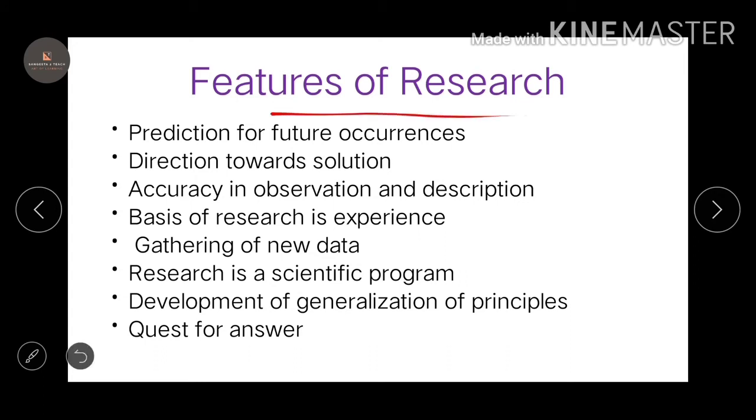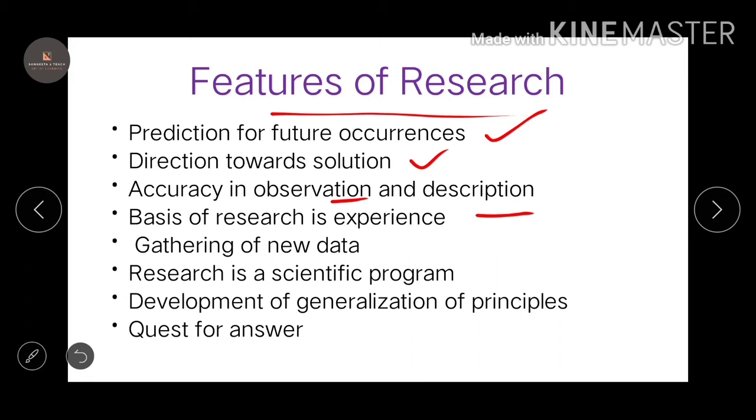Coming to the features of research. Why are we doing research? To predict something that is upcoming in the future. So, prediction of future occurrences. It is direction towards the solution. Yes, we are looking for a solution and we are directed towards it. Accuracy in observation and description. When you are doing research, it should be accurate. You can't have bias, partiality, or mistakes while doing research. So you should be accurate. The observations or anything that you are describing should be very specific, valid, and accurate.